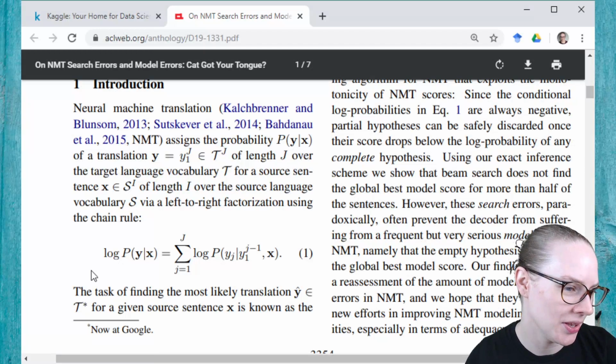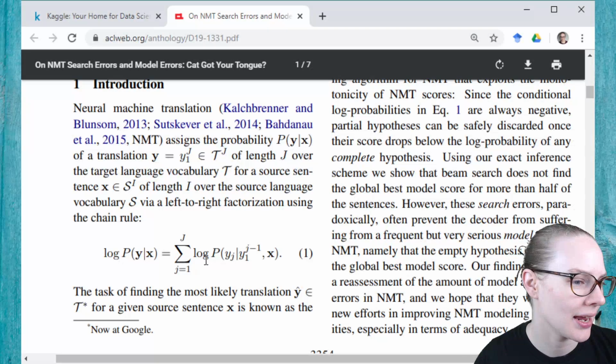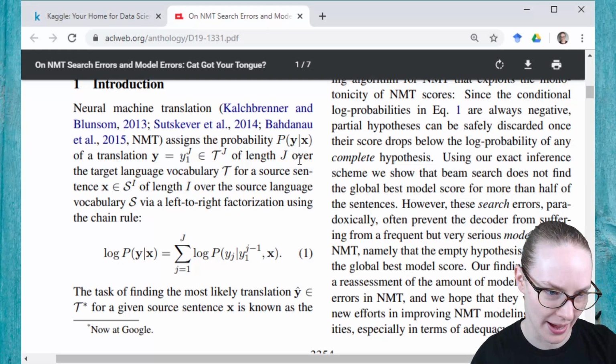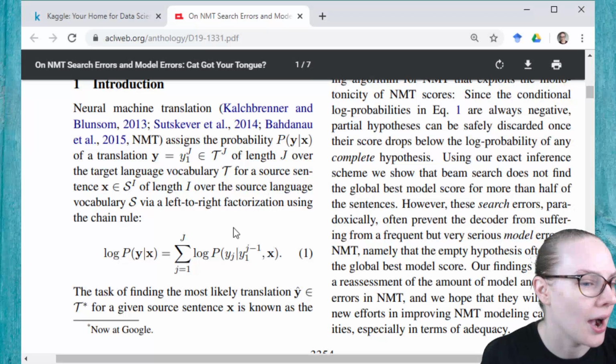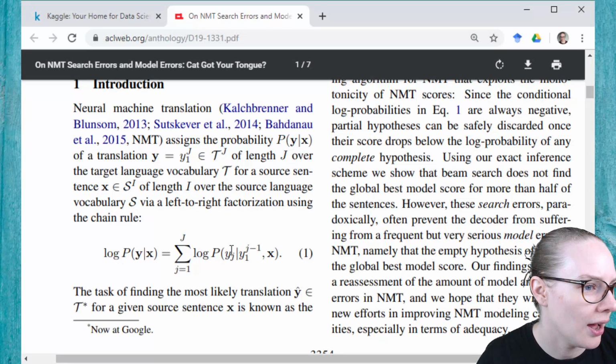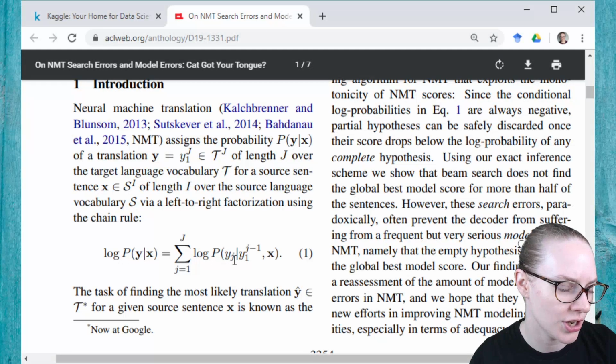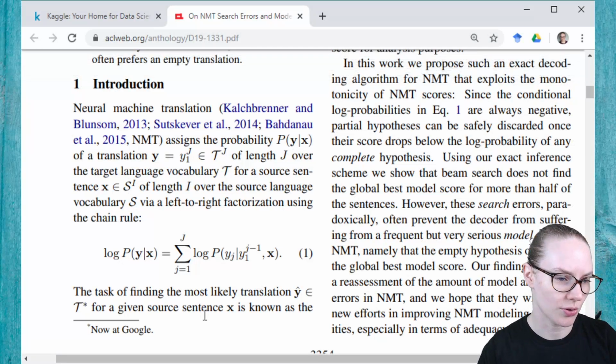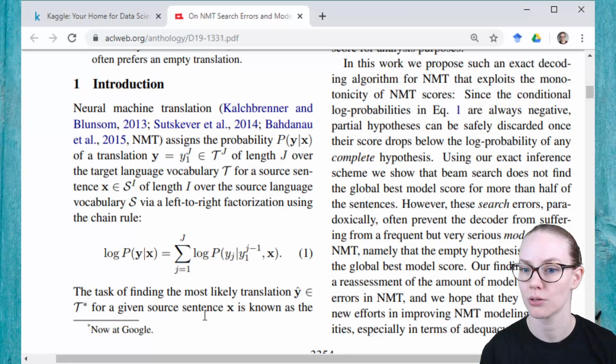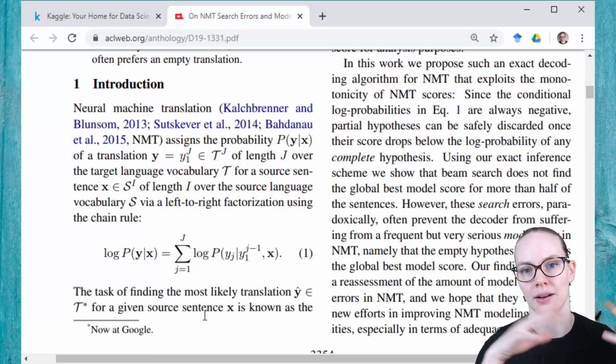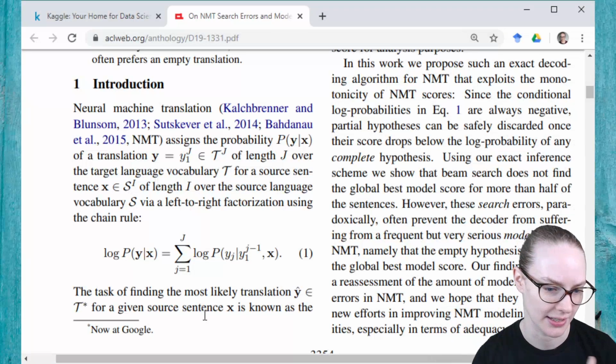So the log probability of y given x is the sum over j, where j starts at 1 and goes to some maximum length, big J, of the log probabilities of y_j, so the translation of length j, given translations of length j minus 1 and the source sentence. So you generate a number of, not source, but target sentences of various lengths, and you pick the most probable one.